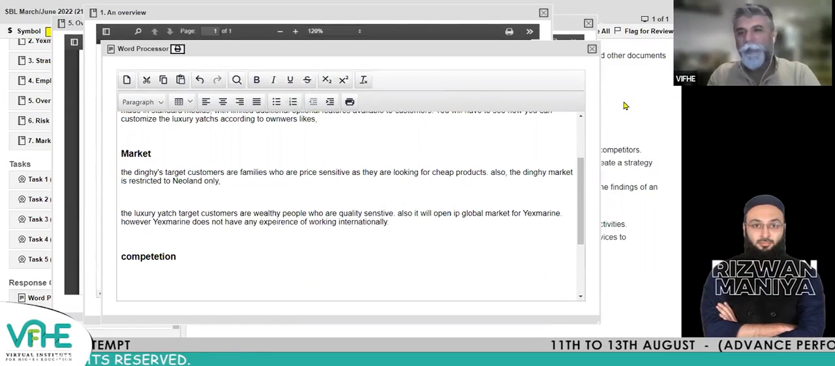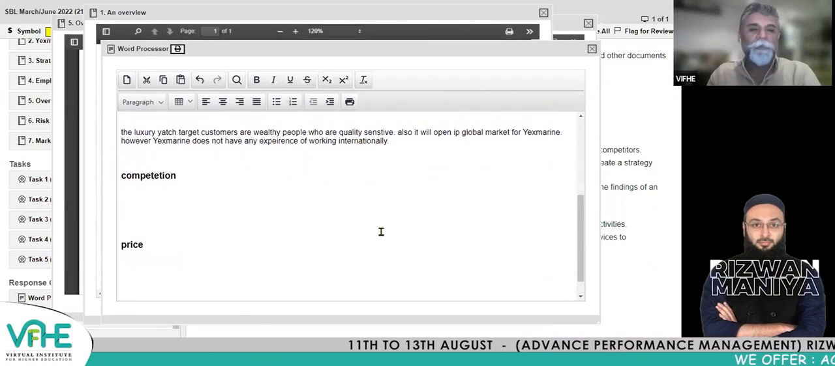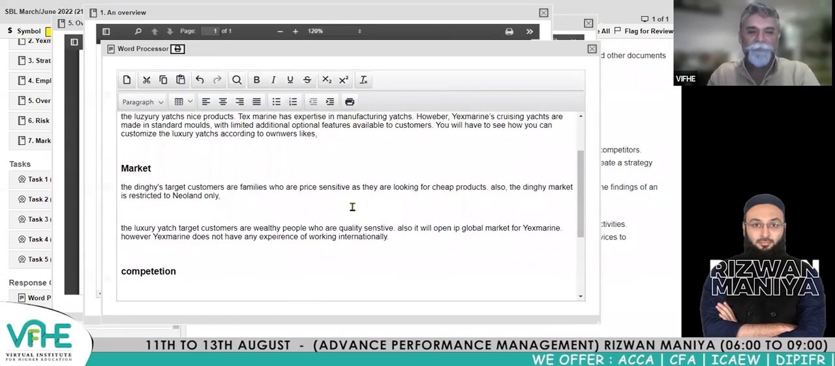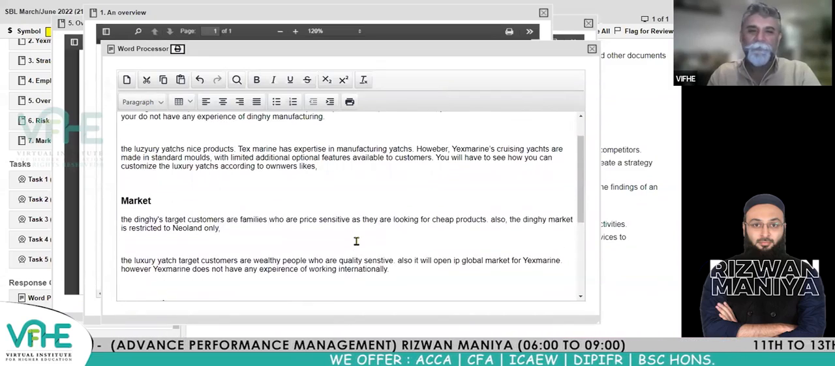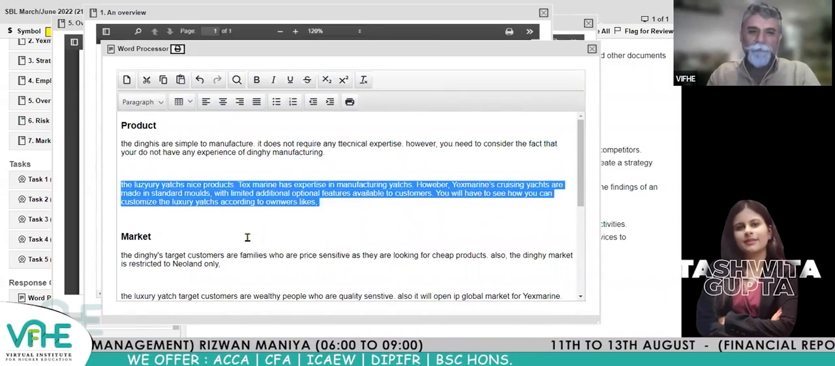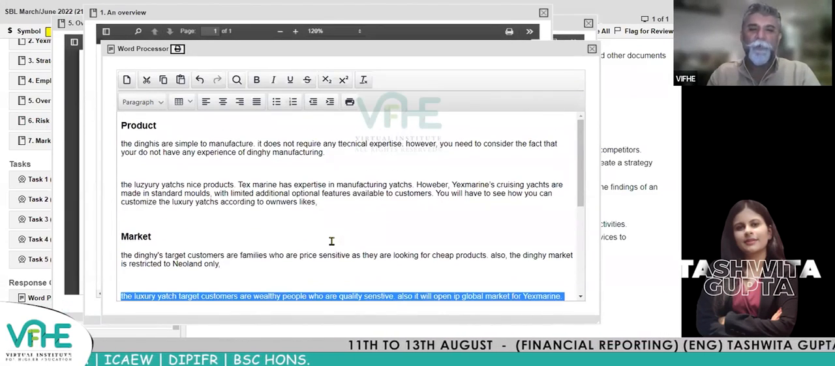Yes, Muna, I'm just going by the template. In this template, everything is mixed: financial, non-financial, everything. So I'm just going heading by heading. So this is 1 point, this is 2 point, 3 point, 3 paragraph, 4 paragraph. So we have done 4 points.